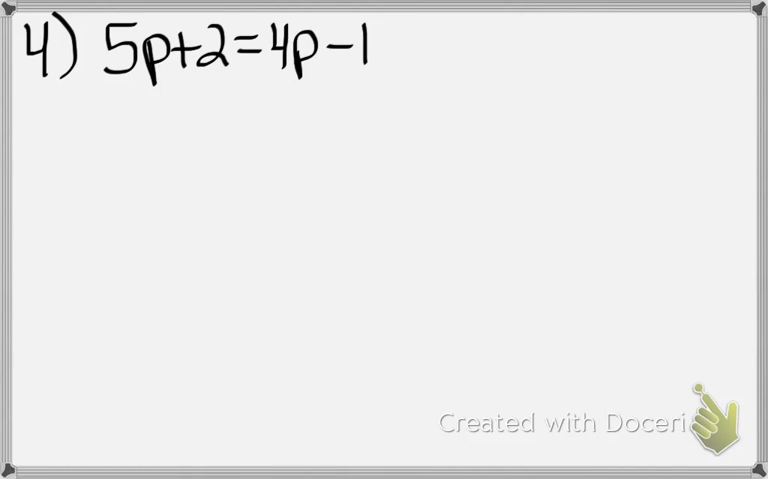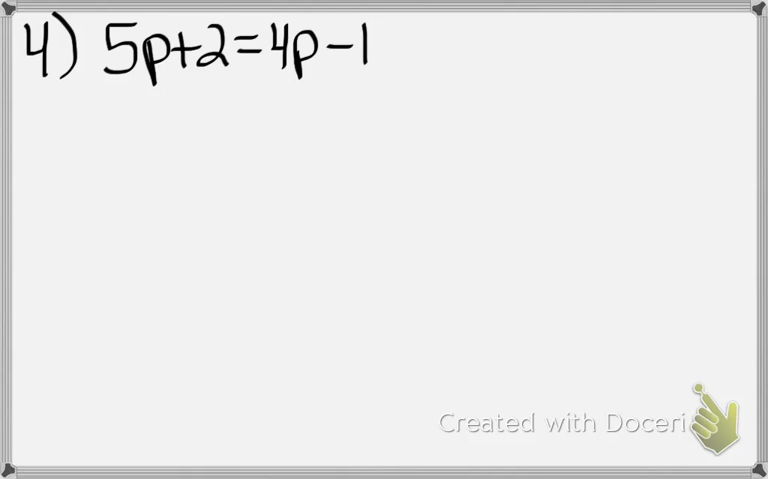Number 4, press pause. Try this question. Then see how you did. Awkward if you haven't hit pause yet. The answer to number 4 is p equals negative 3. If you don't have those steps or you don't have that answer, stay tuned.